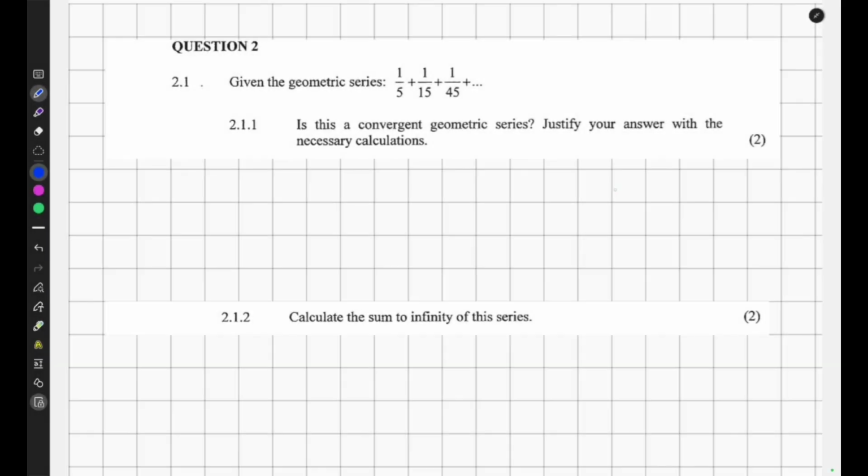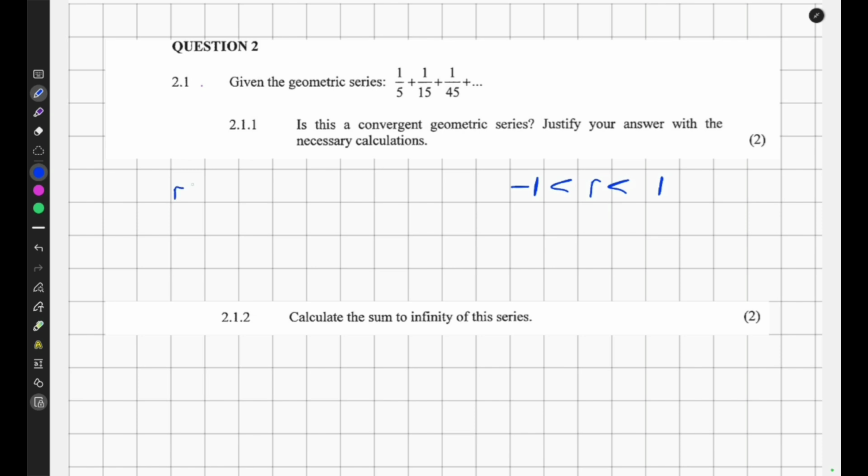Question 2 is a little bit of sequence and series. Given the geometric series, is this convergent or not? Okay, so your theory says something converges if R lies between -1 and 1. So I just need to figure out what's R and just see, is it 0 comma something or not? And then I know if it converges.